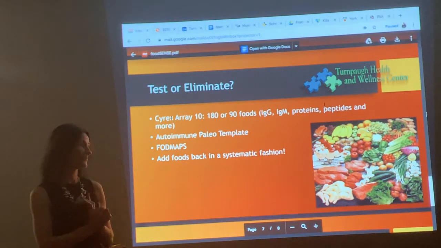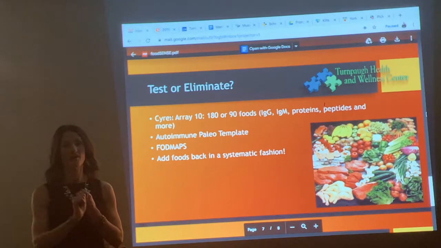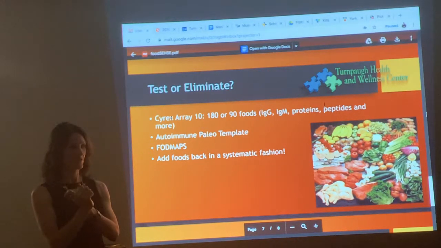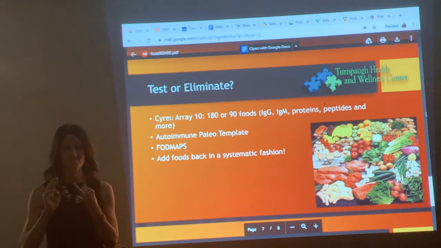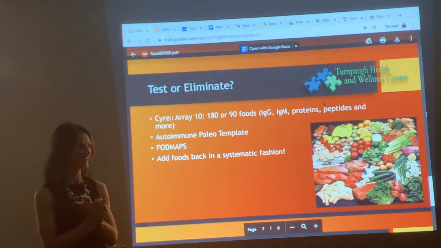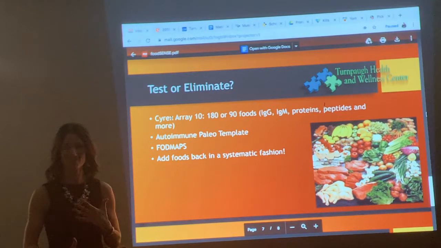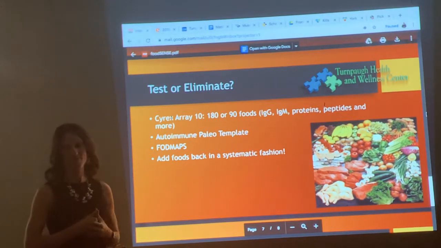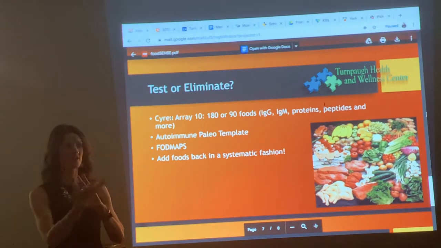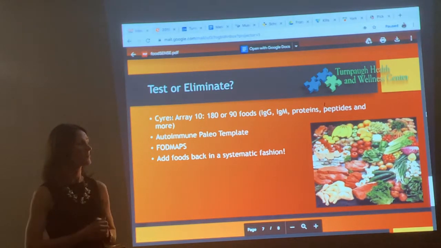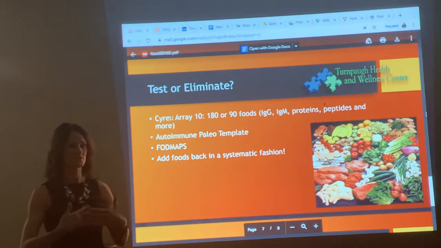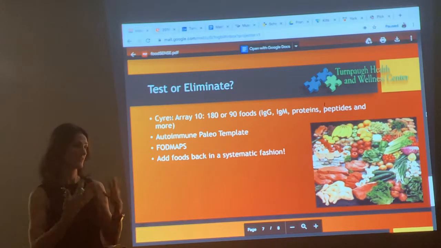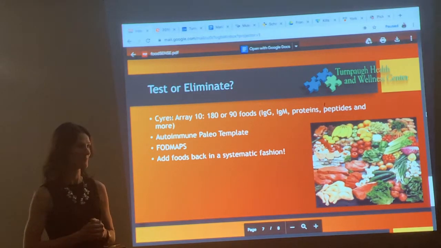Some high FODMAP foods: gluten is a high FODMAP food, onions, garlic. Some people don't digest them well, and that's why if you've ever heard someone say, I have an allergy to onions or garlic, it's a high FODMAP food. So that's another type of food that we might advise to remove in an elimination diet as well. Okay.